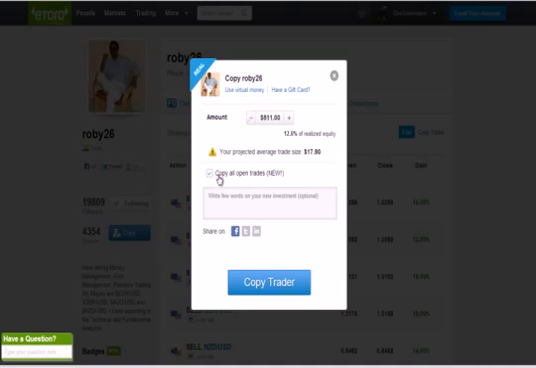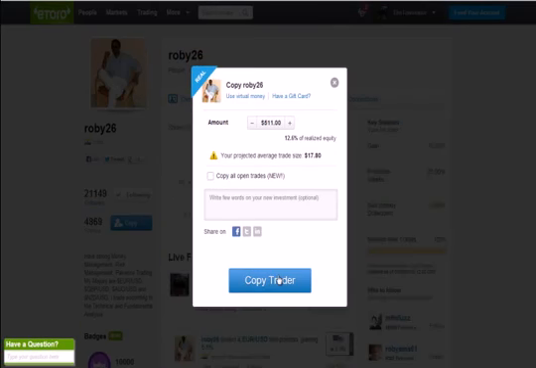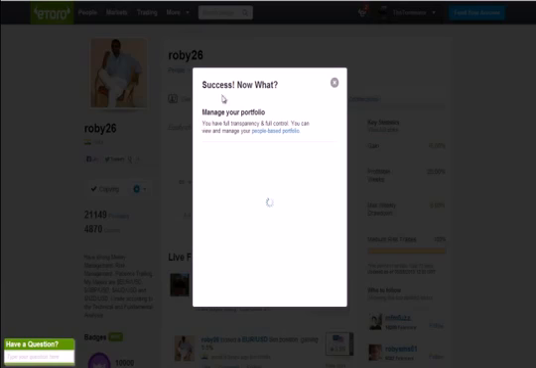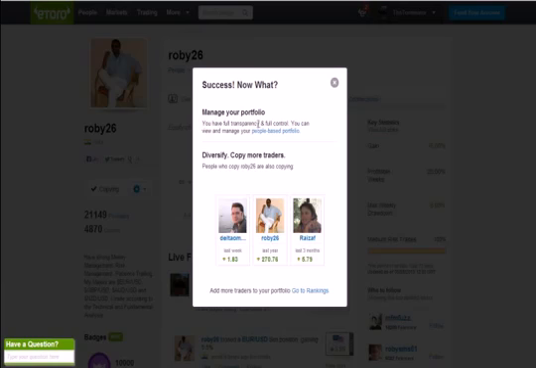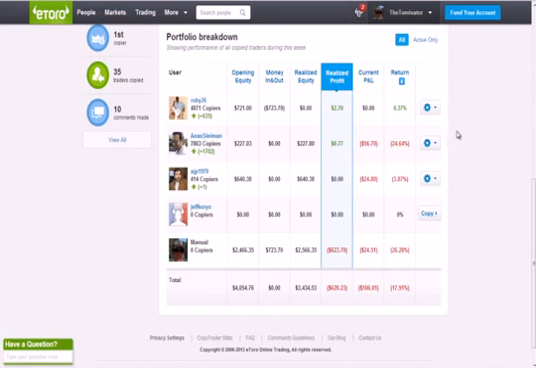We don't want you to put all your eggs in one basket. We also have the copy all open trades. The box is initially checked, but by unchecking it, all the future trades will be opened and not the existing ones. That is your decision to make. Now, all that's left to do is click on Copy Trader, and that's it. Success. Manage your portfolio. You have full transparency and full control. You can view and manage your people-based portfolio. So let's click on it and see how we can manage our people-based portfolio.